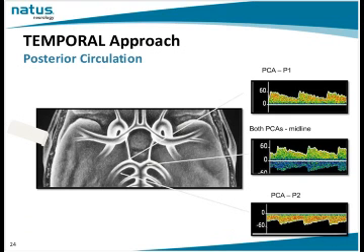All right, let's put these all together. So we've got the P1 portion of the PCA with flow towards the transducer. We can trace that into midline and see flow in the ipsilateral PCA as well as the contralateral PCA, and then we can rotate a little more posterior and pick up P2. And here we are.